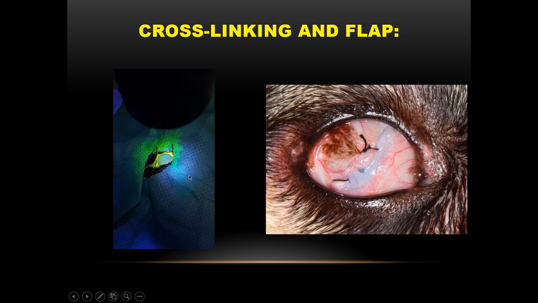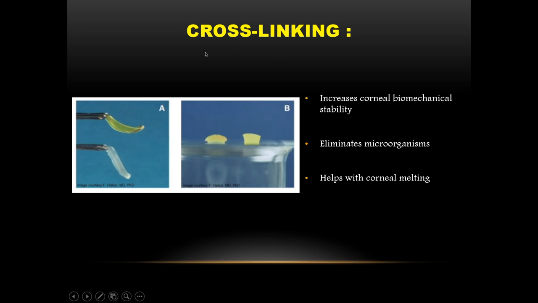So the cross-linking technique is shown here. We're not gonna go over the cross-linking technique. And this is the third eyelid compression flap. The flap is anchored on the bulbar conjunctiva, just like I'm showing you guys here. So, talk a little bit about the cross-linking. The cross-linking increases the corneal biomechanical stability. So this is a normal cornea, and this is a cornea treated with cross-linking. Cross-linking helps eliminate microorganisms and helps the cornea with the corneal melting.